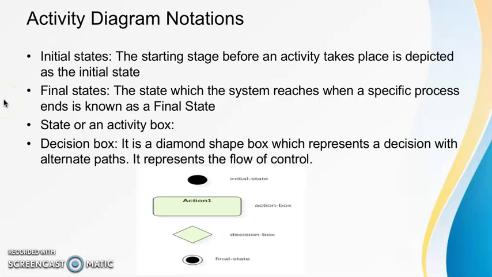These are the notations. The initial state is the starting stage before an activity takes place. This is the initial state. The final state is the state the system reaches when a specific process ends. So you can see the state or activity box. The decision box is a diamond-shaped box like this, which represents a decision with alternate paths. It represents the flow of control.